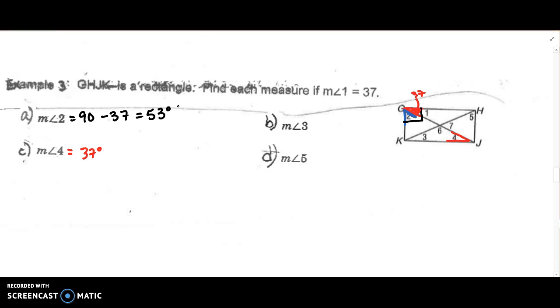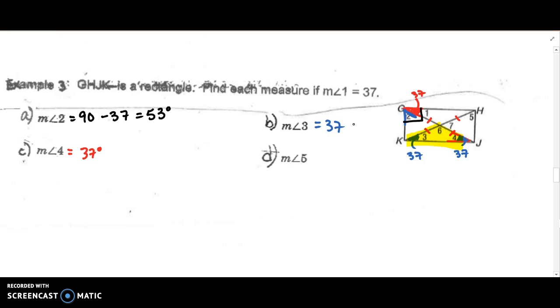Let's see, what else? We know angle 3 is kind of tricky. We have this yellow triangle here. And earlier in the same lesson, we figured out that the diagonal pieces are all congruent. And so when you put tick marks on either side of that yellow triangle, it makes that an isosceles triangle, which when you have an isosceles triangle, you know the base angles are congruent. So if that angle 4 is 37, then angle 3 is 37 as well.